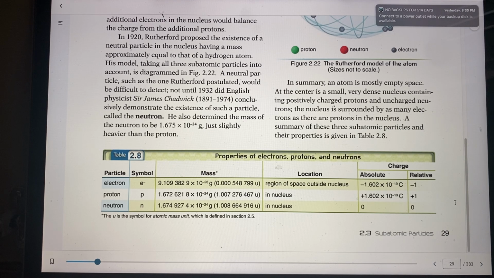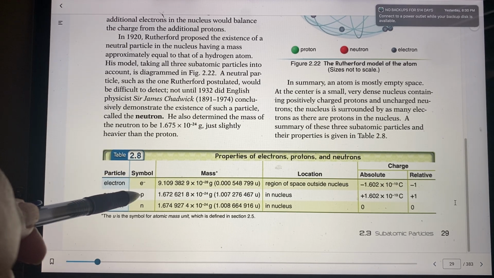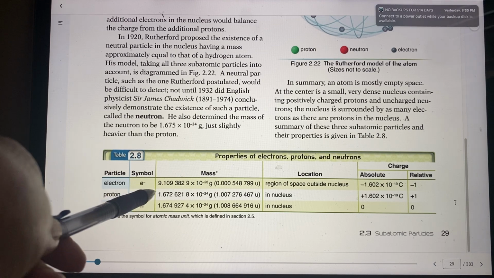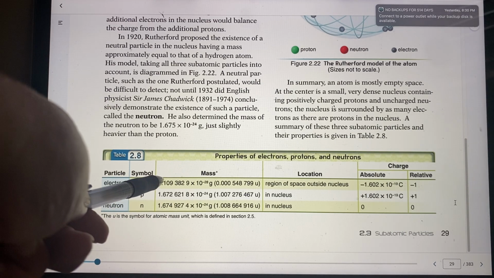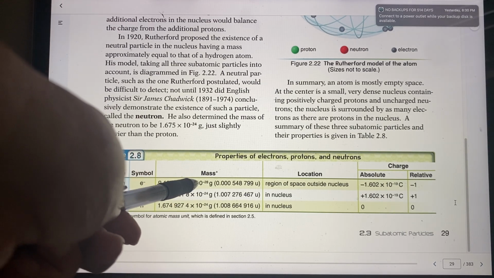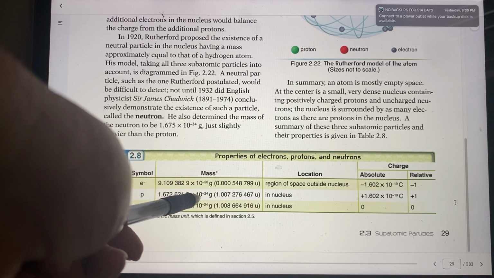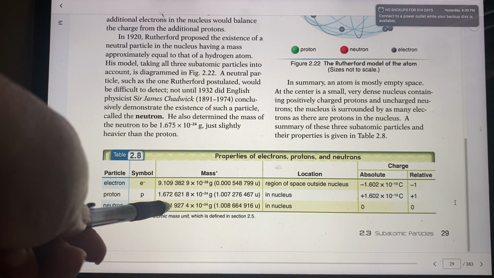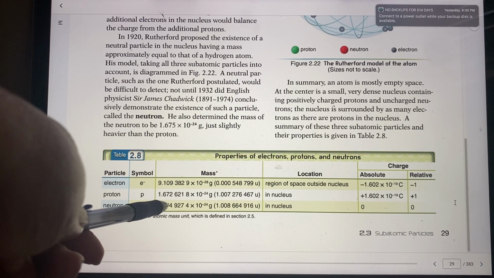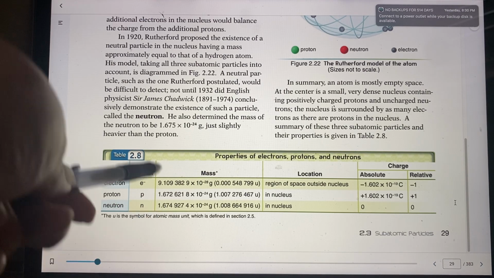The table is talking right here about electrons. Here's the symbol for electron, E. Here's the symbol for proton, P, and neutron, N. Here's the size, and I went over these sizes before. You can see that the electron is so much lighter, at negative 28th power, and these are negative 24th power. And the neutron is just a little bit heavier than the proton, hardly much.